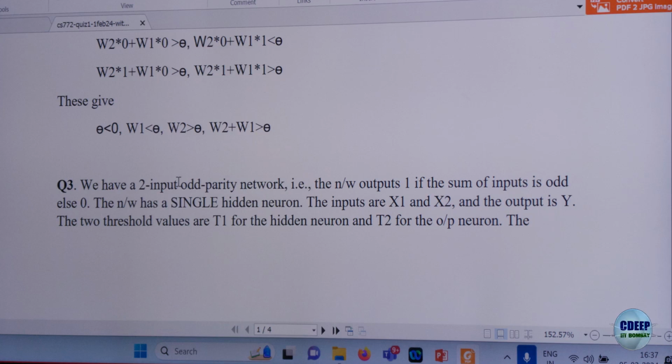And I don't think you can answer this without setting the inequalities properly. Okay, any objection?